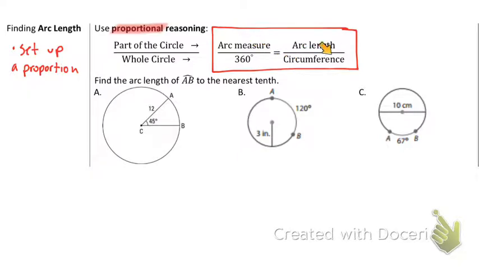Think of this as our formula for solving for arc length. We can use it to solve for circumference and for arc measure, but in the first couple of examples, we're going to solve for arc length. So the formula is arc measure divided by 360 equals arc length divided by circumference. Part of the circle divided by the whole circle. Again, part of the circle divided by the whole circle.